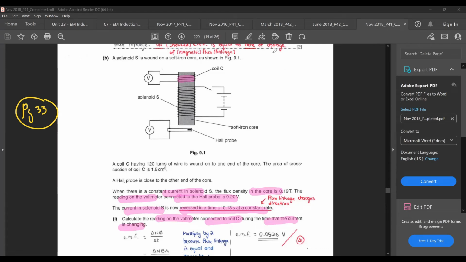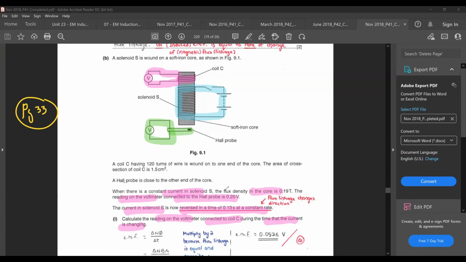Right, so there are actually three different parts here that you can see. The pink colored section here, which is connected to a voltmeter. The green colored section here, which is connected to a Hall probe. And lastly, the blue colored section here, which is connected to a power source. There's actually three different distinct parts here. Okay, so now, calculate the reading considering the time that the current is changing.